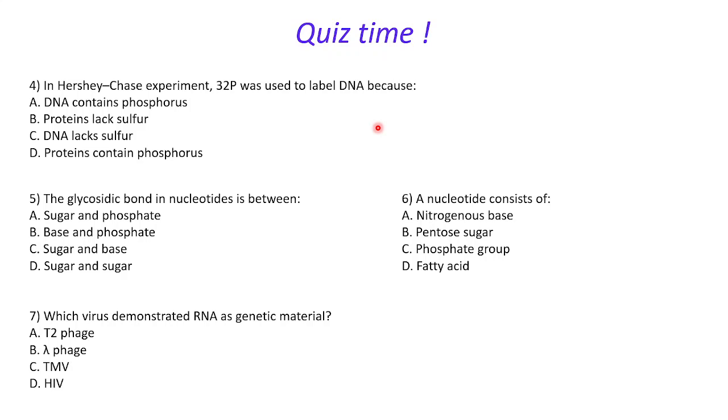Right. Number 6: a nucleotide consists of nitrogenous base, pentose sugar, phosphate group, fatty acid. Another very simple question.